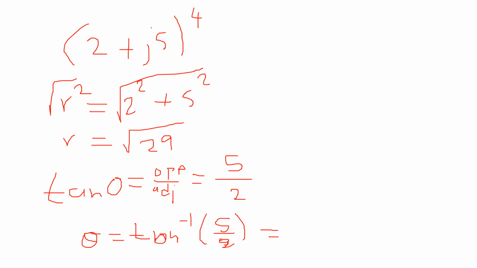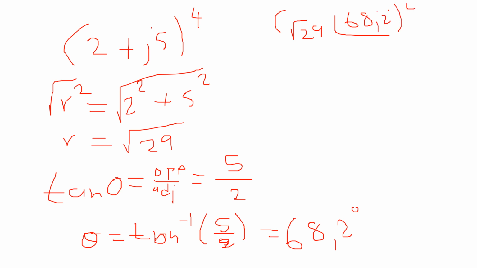let me just use second function, tangent of 5 over 2. So the angle is going to be 68.2 degrees. Okay, so now this means we have inside our bracket the square root of 29 with an angle of 68.2, all to the power of 4.